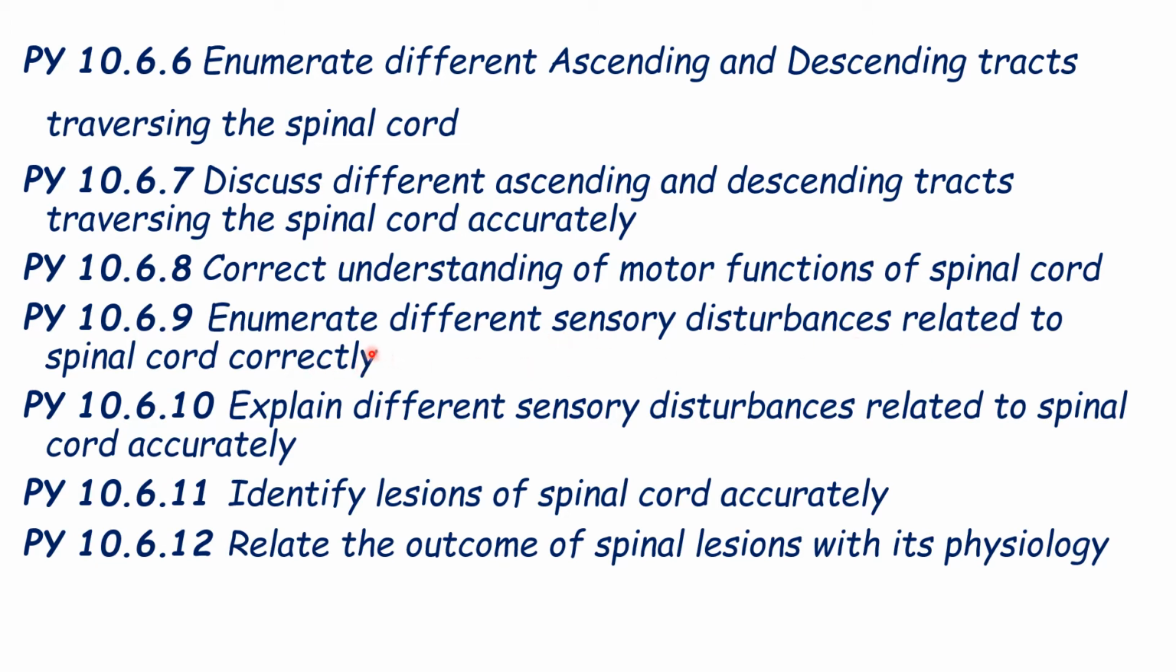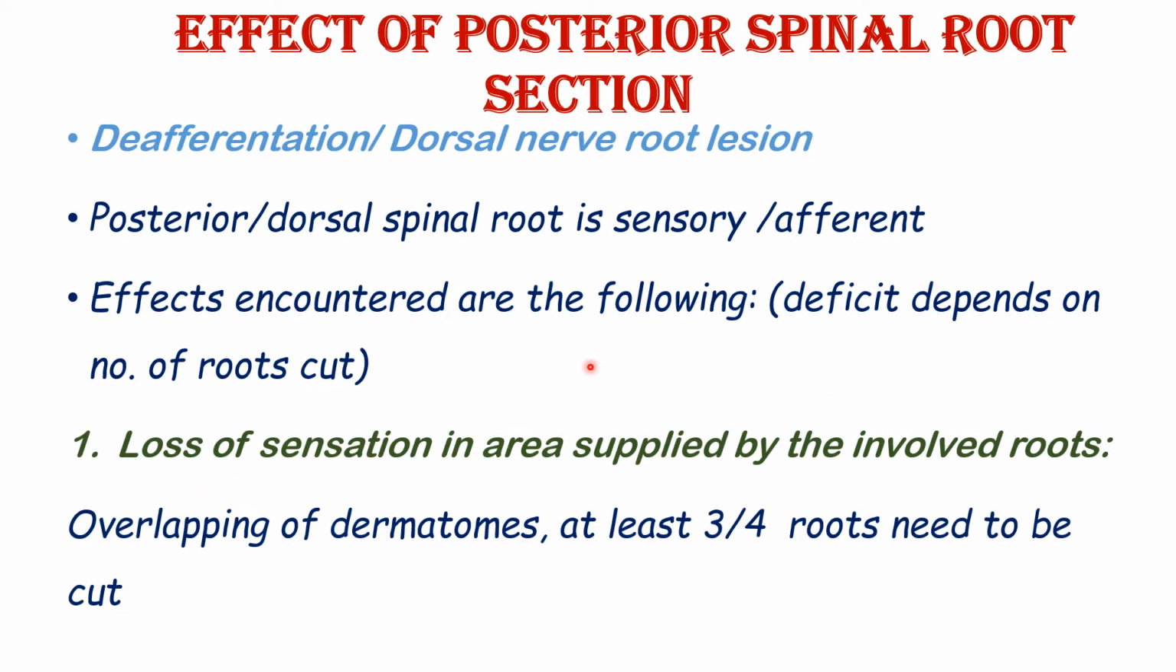Then enumerate different sensory disturbances related to spinal cord correctly. We discussed this in detail and already discussed in detail. Then explain different sensory disturbances related to spinal cord accurately. That will be discussed in detail. Rather, you people discussed with me in detail. Then identify lesions of spinal cord accurately and relate the outcome of spinal lesions with its physiology. So in today's lecture, we will mainly concentrate on the lesions of the spinal cord, injuries of the spinal cord, and then outcome of the spinal lesions, and we will try to relate the cause of this spinal lesion, what is the physiological basis of these effects which are produced because of the spinal lesion.